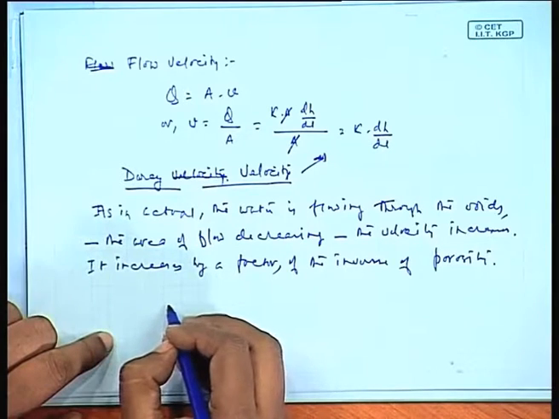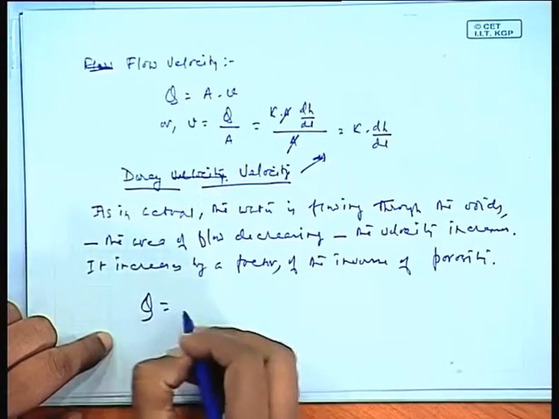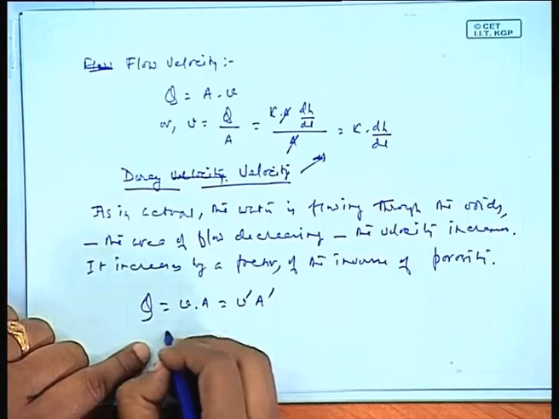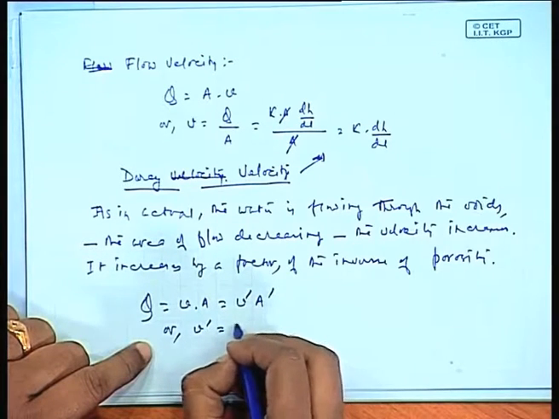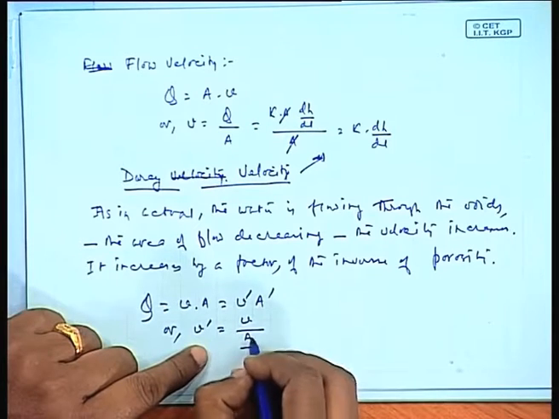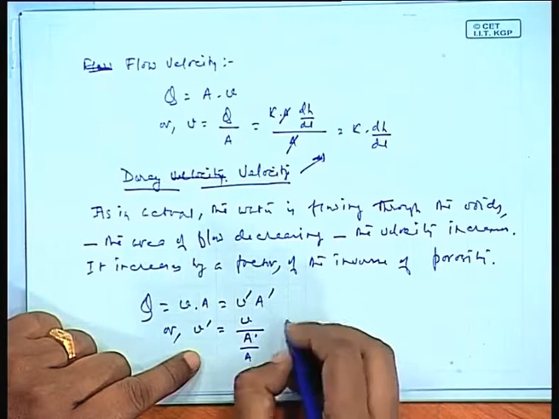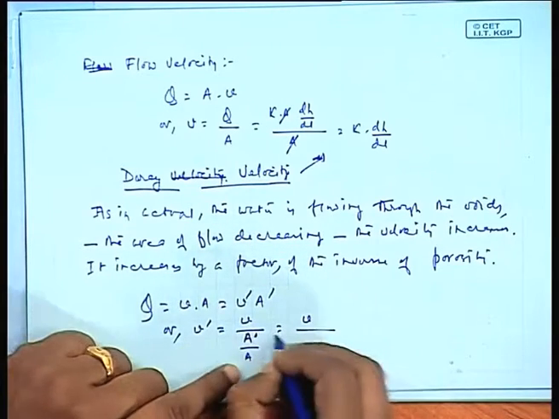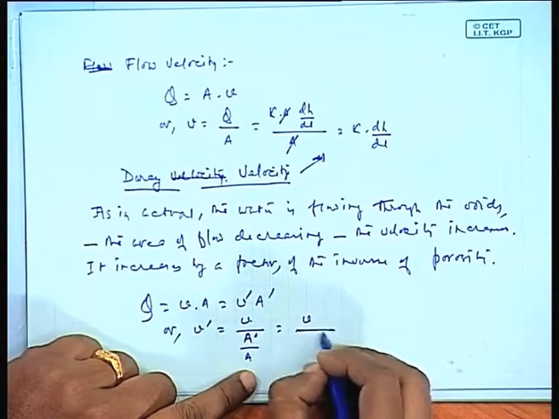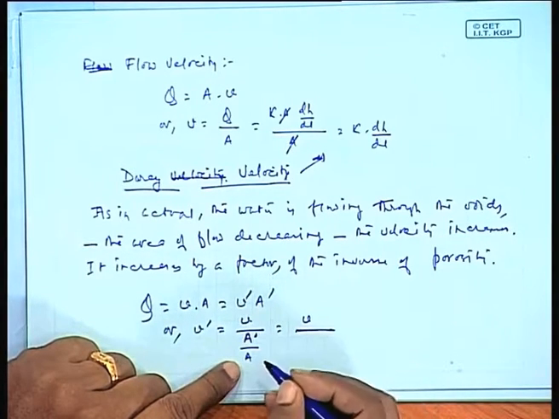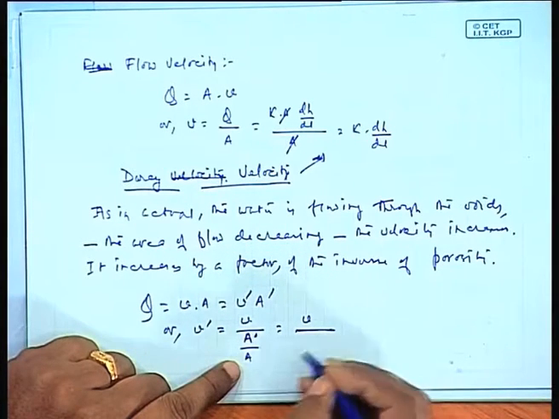Q would be V into A, and also V dashed into A dashed, or this V dashed is equal to V divided by A dashed by A. What we have found out is, if you multiply by the width factor, or the depth factor, the volume, in the case of the void, the width cancels out. So you can generally find it out.